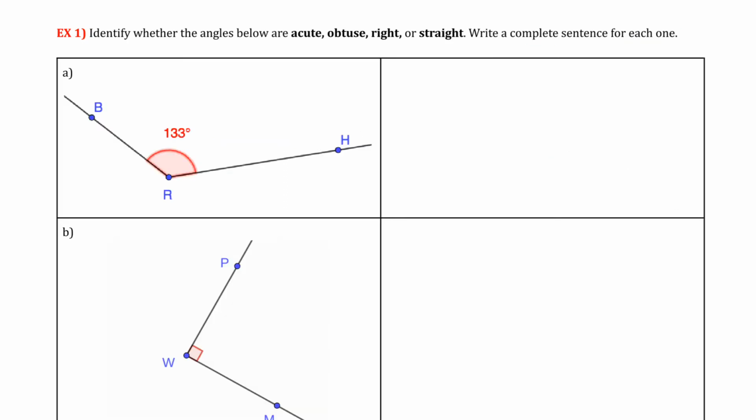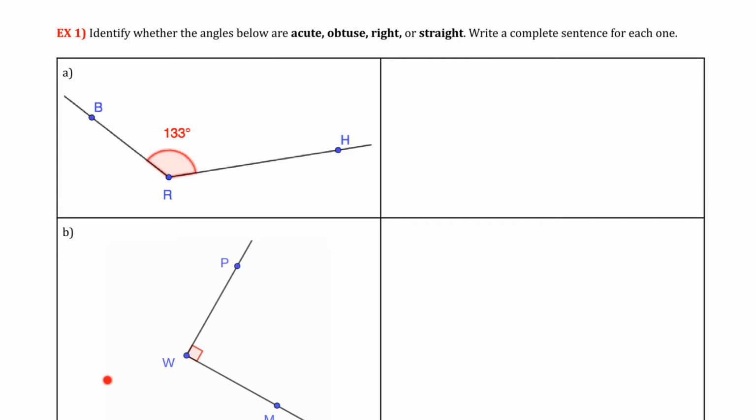Okay, so now that we have all of our definitions down, let's take a look at a couple of examples. Example 1 says to identify whether the angles below are acute, obtuse, right, or straight. And they do want us to write a complete sentence for each one.